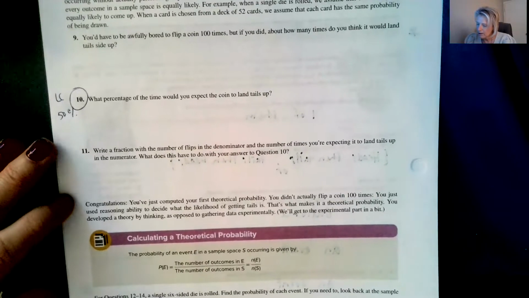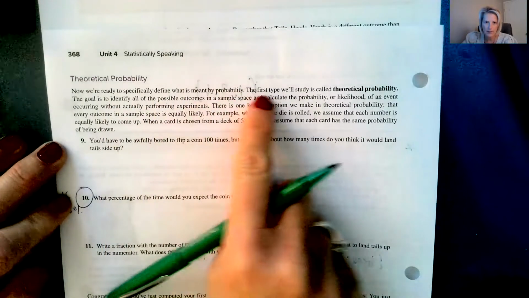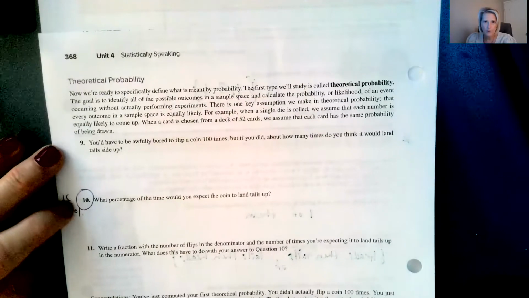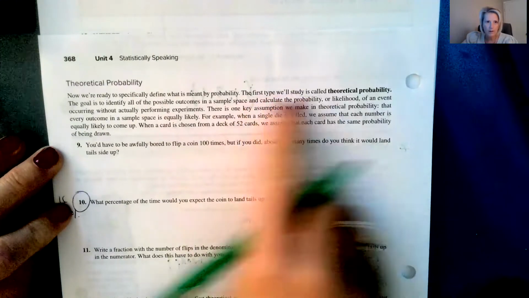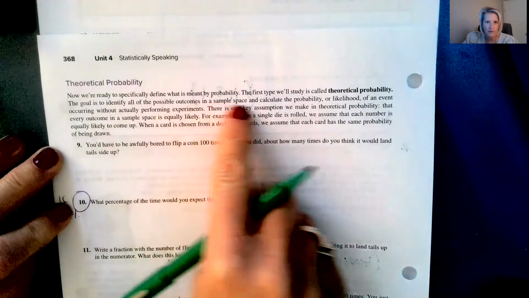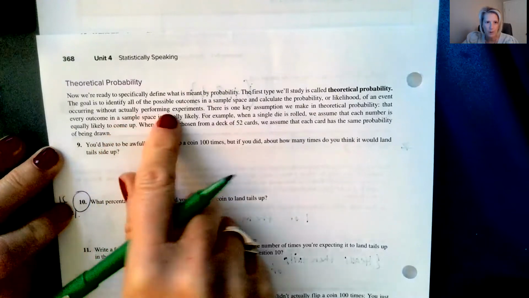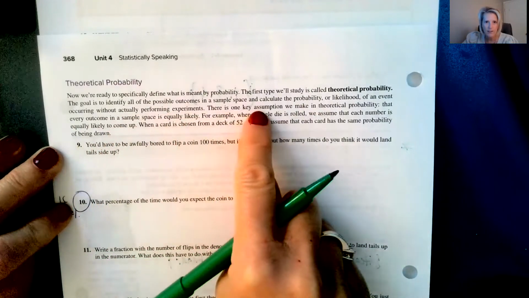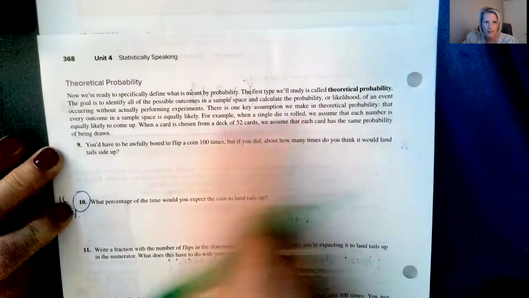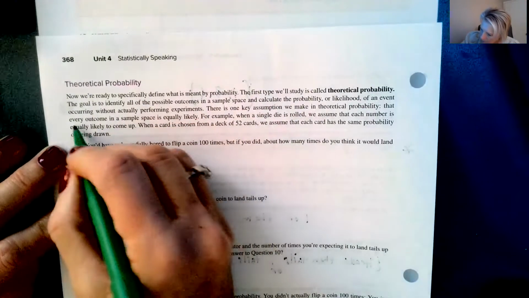Okay. So one type of probability that we're going to talk about is called theoretical probability. Theoretical probability is the first type that we're going to study. The goal is to identify all the possible outcomes in the sample space and calculate the probability or likelihood of an event occurring without actually performing experiments. There is one key assumption we make in theoretical probability, that every outcome in a sample space is equally likely.